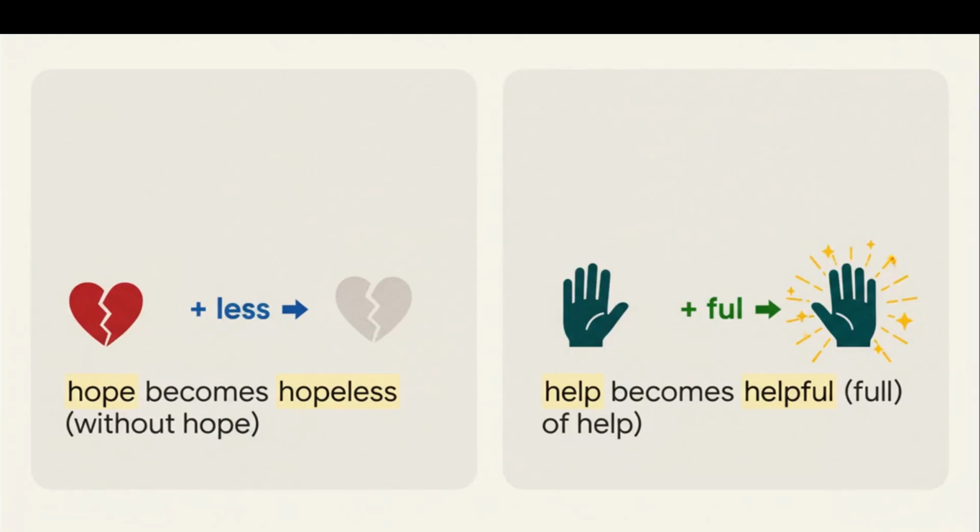Let's look at meaning first. Super straightforward. You add the suffix less, it literally means without. So hope becomes hopeless, without hope. You add full and it means full of. Help becomes helpful, full of help. They're like these little dials at the end of a word that fine-tune the meaning.